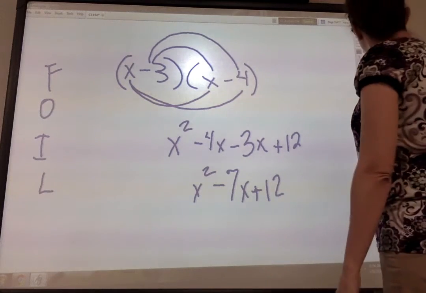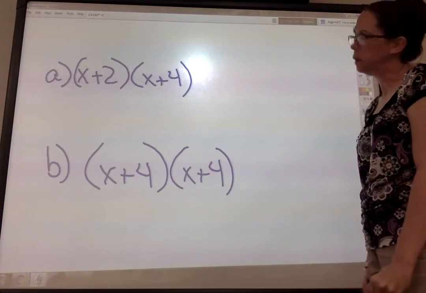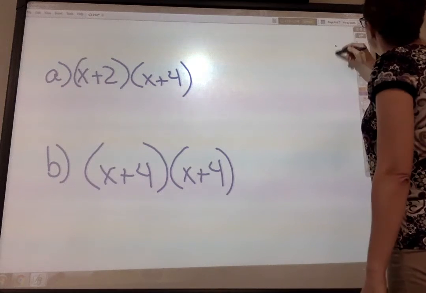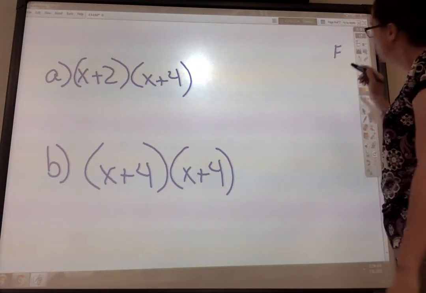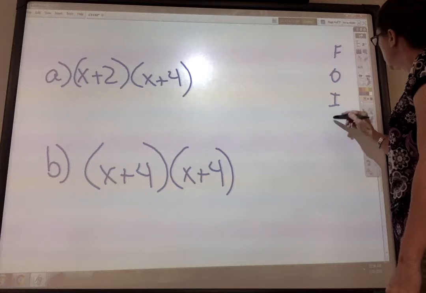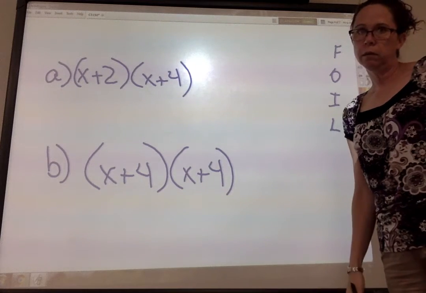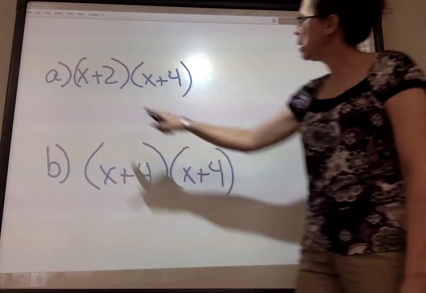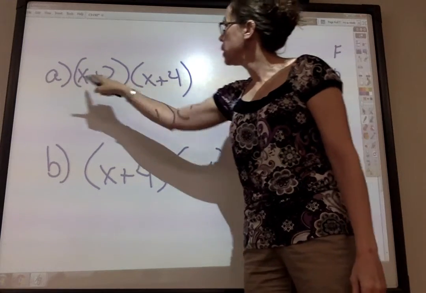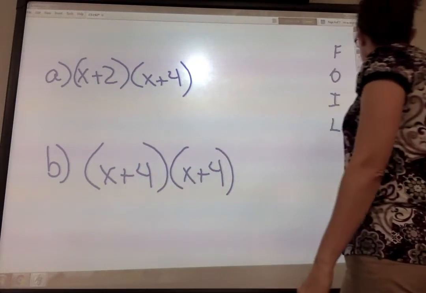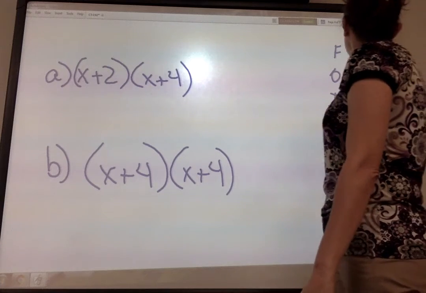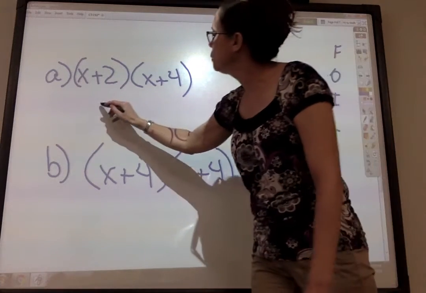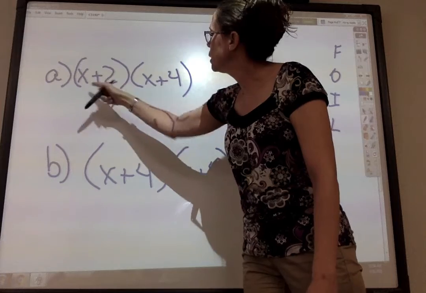Okay, let's look at A and B. I'm going to write FOIL over here on the side. Please start memorizing what FOIL stands for. Okay, first, I'm going to multiply my first terms together. X times x. Let me change colors here so we can see what's happening. X times x gives me x squared.